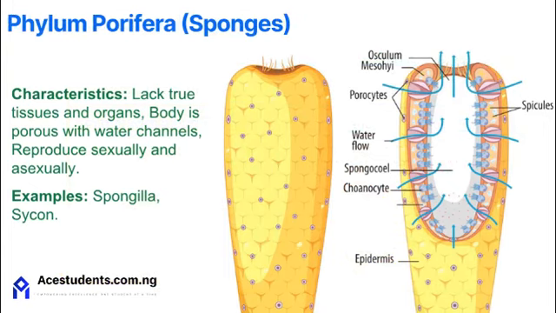Phylum Porifera includes the simplest multicellular animals, commonly known as sponges. They lack true tissues and organs but have a porous body structure that allows water to circulate through them. Their skeleton is supported by spicules or spongin. Sponges can reproduce both sexually and asexually.